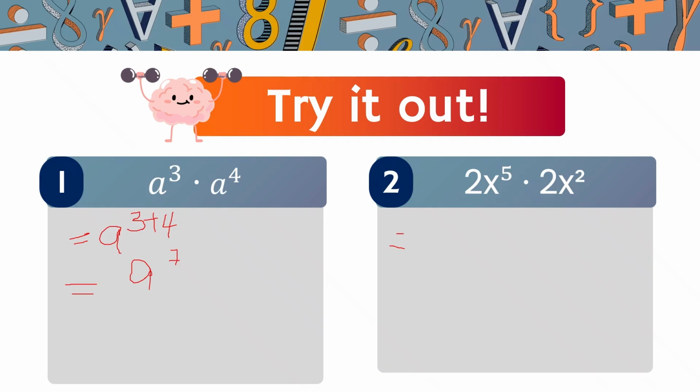So multiply 2 and 2, we will have 4 since it is not a base. And copy the base. Our base here is x. So we will have 4x raised to, the exponents are 5 and 2. So we will add them. 5 plus 2. Adding them, we will have 4x raised to 5 plus 2 is 7. So our answer is 4x raised to the power of 7.